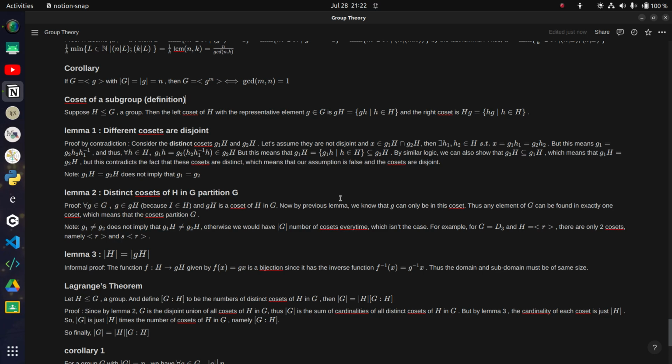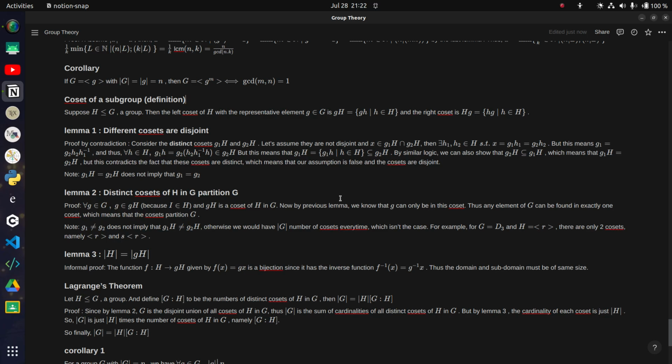And by the previous lemma, we also know that small g can only be in one coset. It can't be in multiple cosets. Then those two cosets would have some intersection, which is stupid. Of course, different cosets cannot have an intersection, right? So now we know that for any element in G, you can always find exactly one coset of H in which it lies, right? And thus capital G is partitioned by the cosets of H.